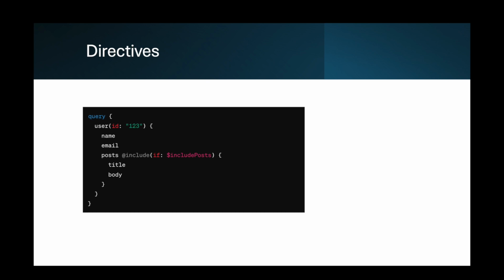Directives are used to conditionally include or exclude fields or fragments from a query based on certain conditions. This allows clients to control the shape and content of the response data dynamically. For example, here we have a query with directives, which looks like this. In this query, the @include directive is used to conditionally include the posts field based on the value of the includePosts variable.